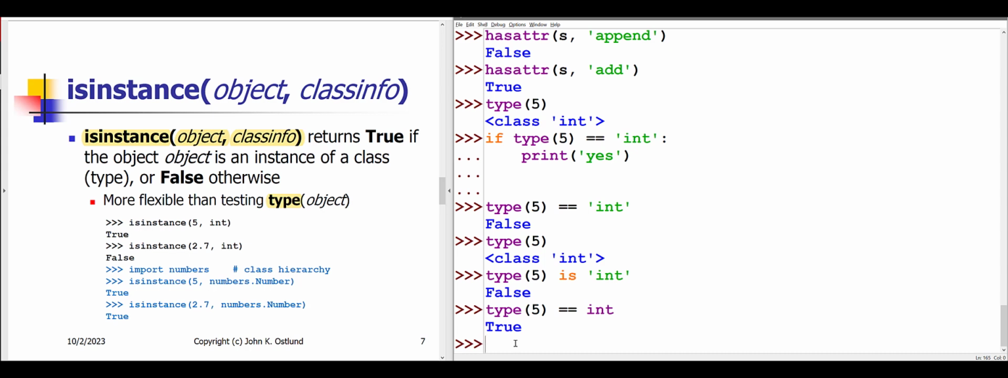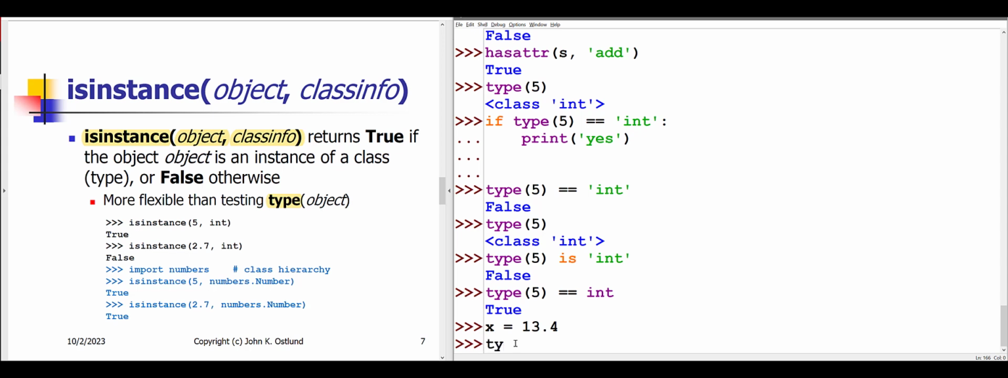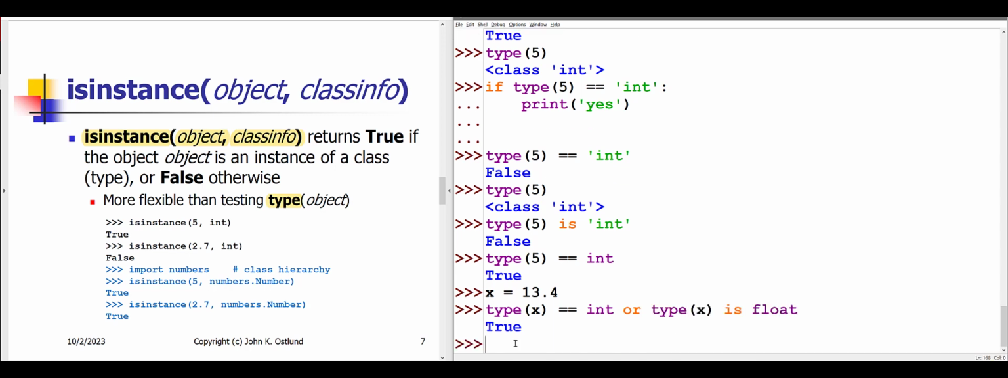But the thing is, if I say x gets something, I might be interested in knowing whether the type of x is int or the type of x is float, if I want to do computations. Well, actually, Python supports a sort of type hierarchy here, and I can ask whether some value is an instance of a number.